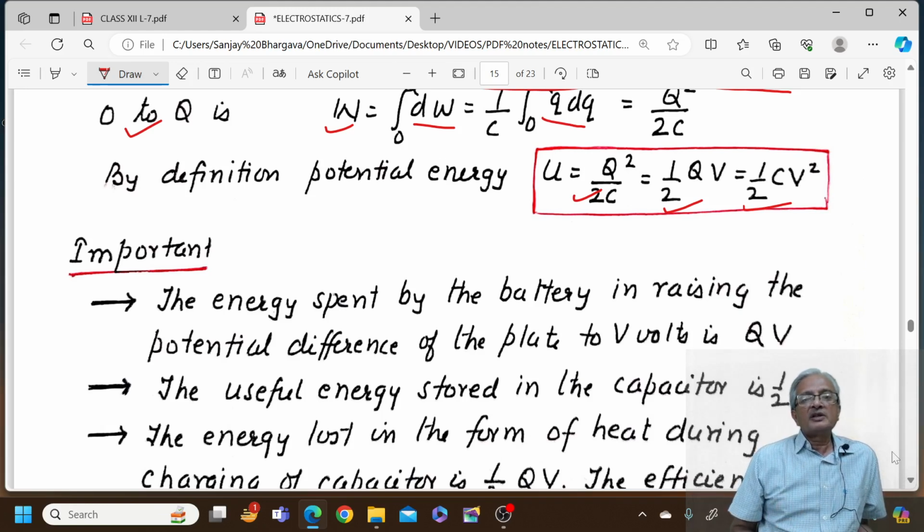Here the only difference is Q represents charge on each plate of the capacitor, C represents the capacity of the capacitor, and V represents the potential difference between the two plates of the capacitor.